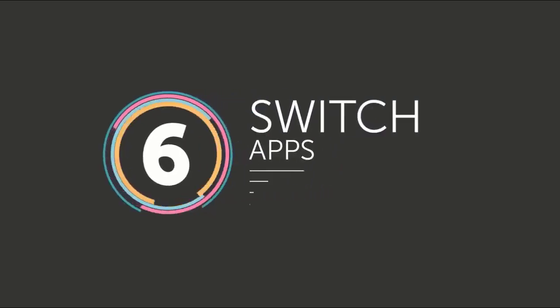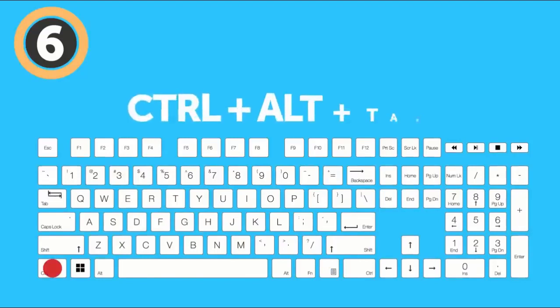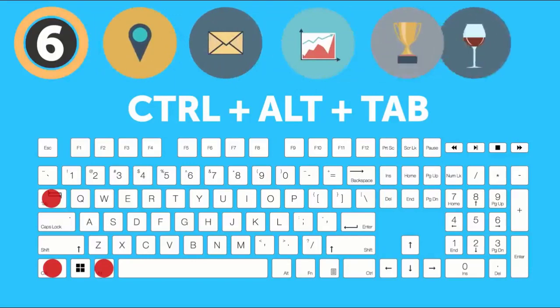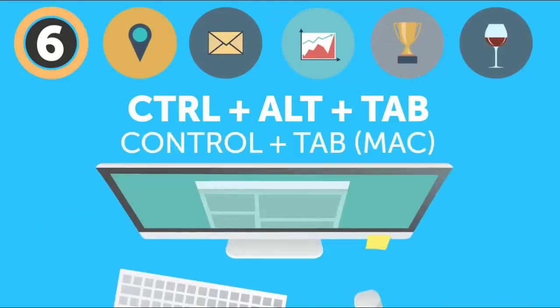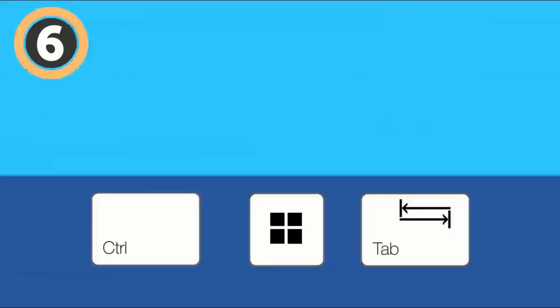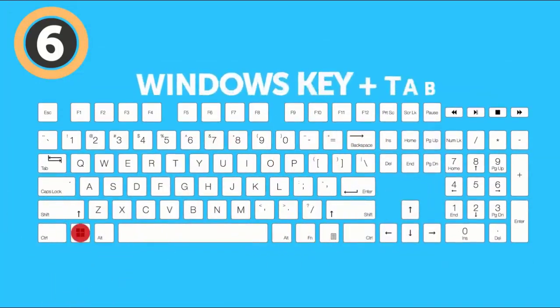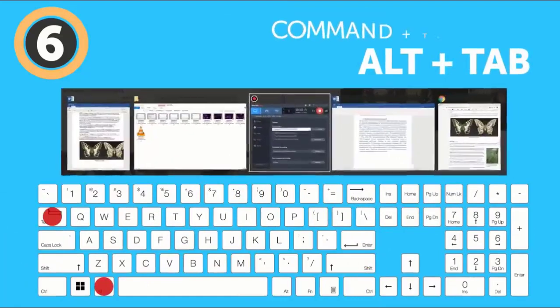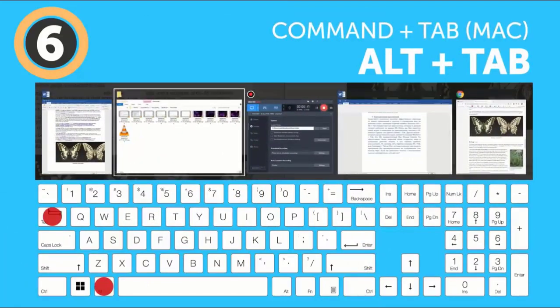Number 6. Switch apps. Pressing Ctrl plus Alt plus Tab will show you all the apps currently running on your PC. Again, Mac is just Ctrl plus Tab. Another way to open the task view, press the Windows key plus Tab. And finally, there's the hotkey Alt plus Tab or Command plus Tab on a Mac that will allow you to swap programs without previously displaying them, like a deck of cards.